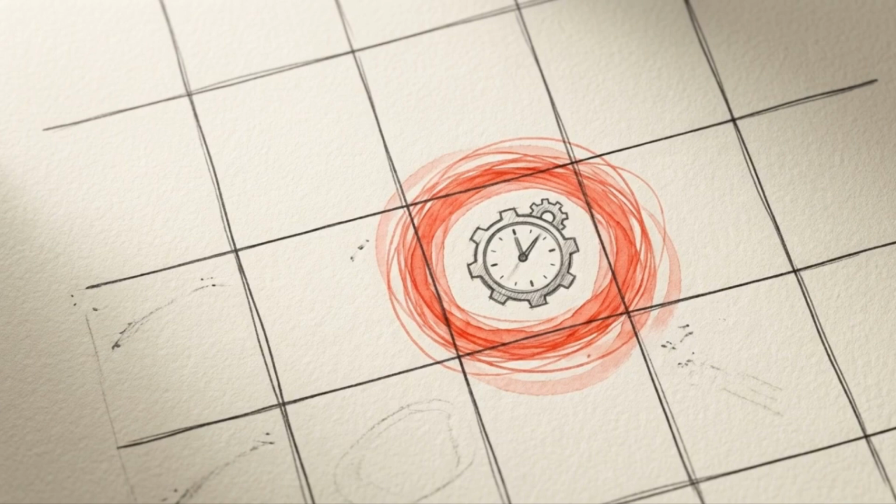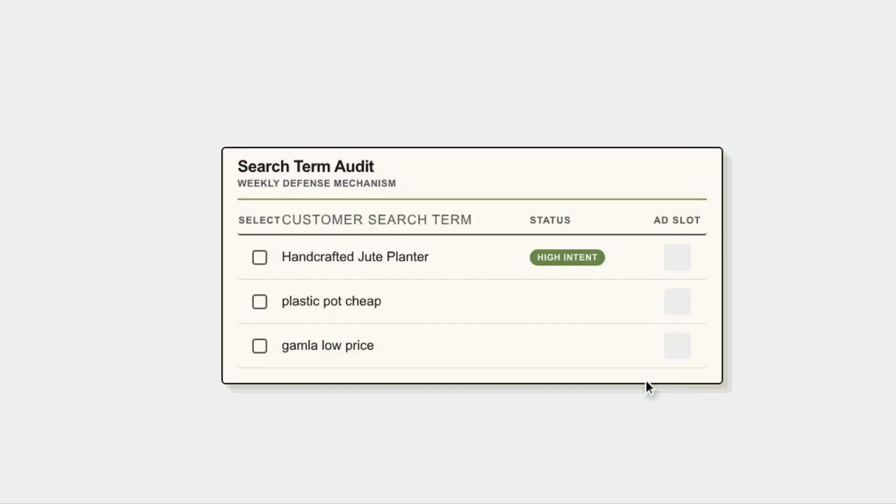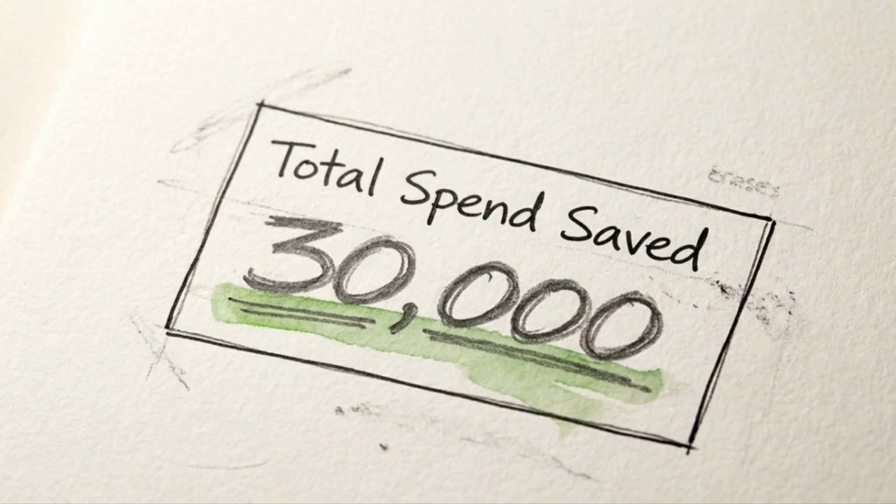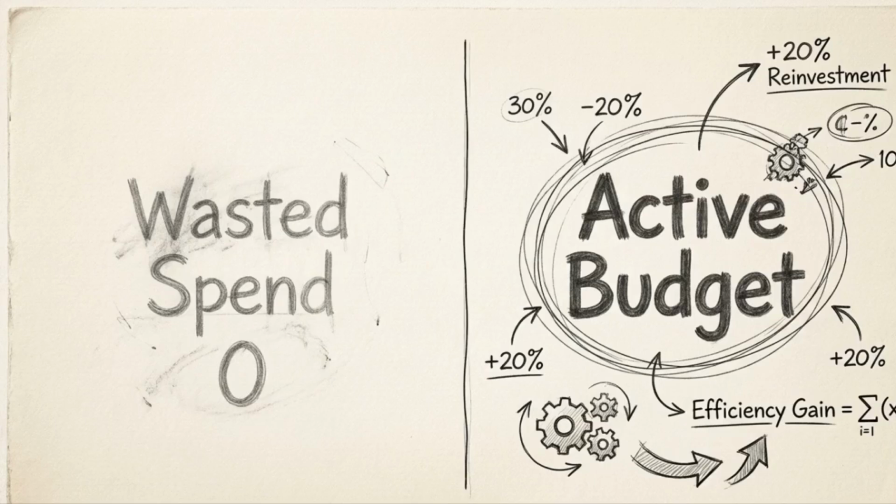The defense against this is a 30-minute weekly audit of the search term report. Any search term indicating the wrong customer intent is immediately flagged as a negative keyword, permanently blocking ads from showing on those searches again. That strict keyword hygiene protects roughly 30,000 rupees a month in ad spend. You stop paying for curious clicks and preserve the capital to reinvest into the exact search terms that drive revenue.